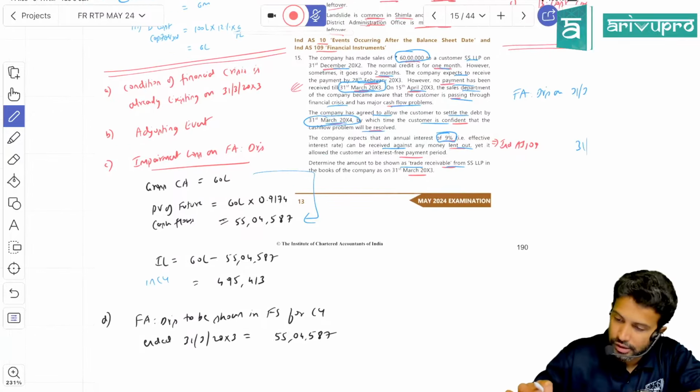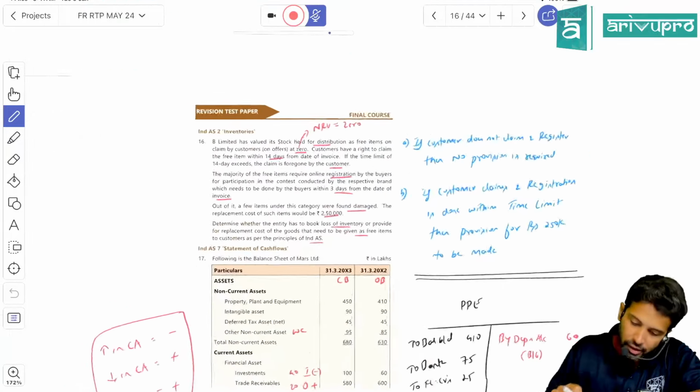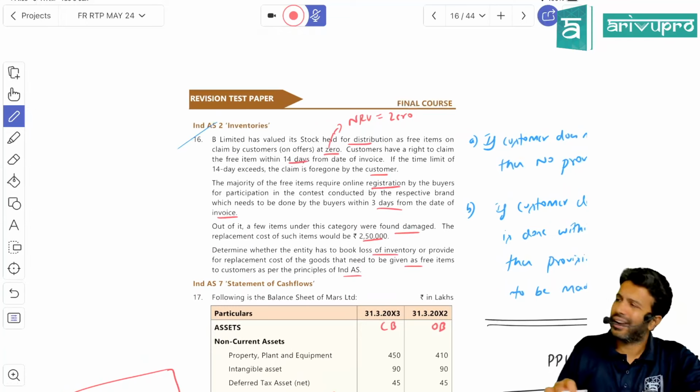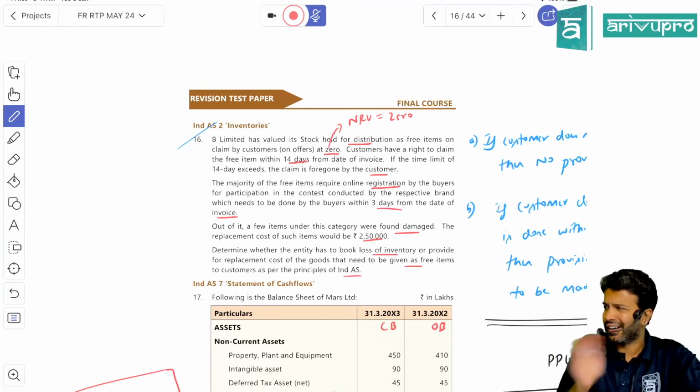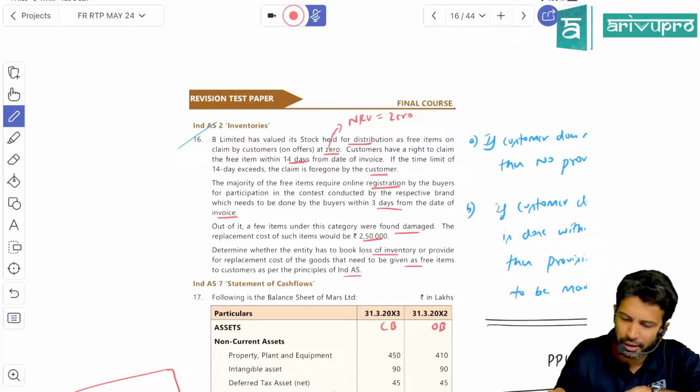Yes, people. So this is done then. I think I can move forward. Next is question number 16. Again, this inventory question is also a little good question. A little different question. Small, but a good question in my view.